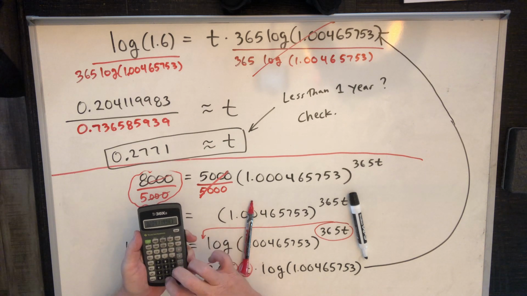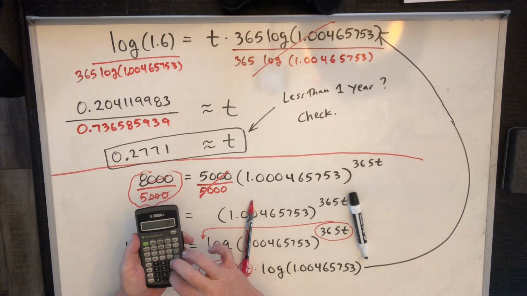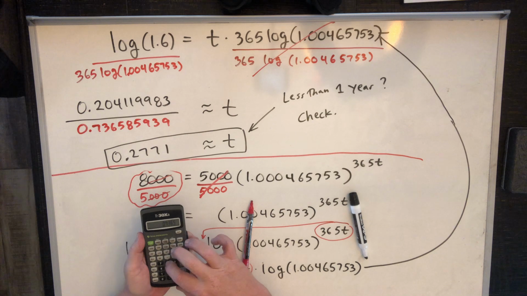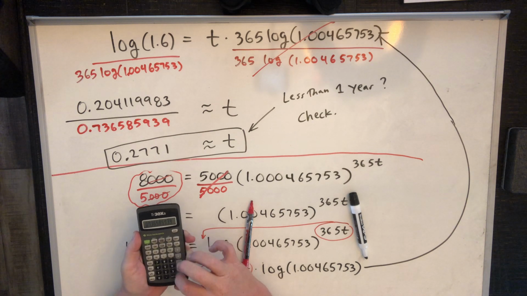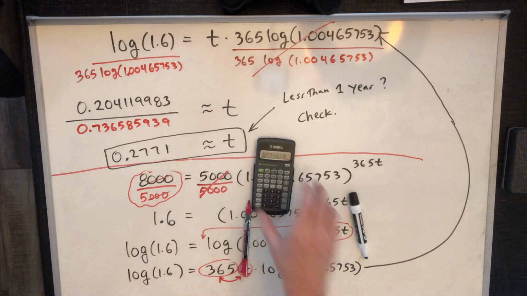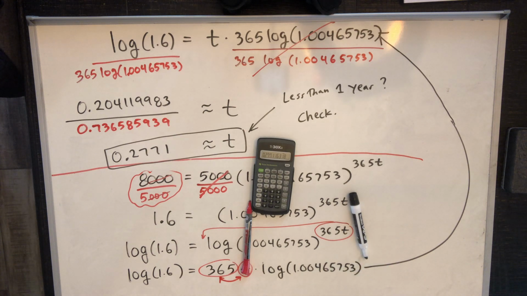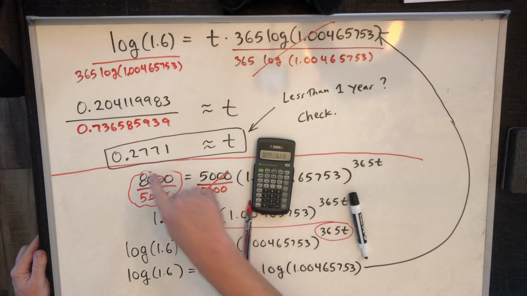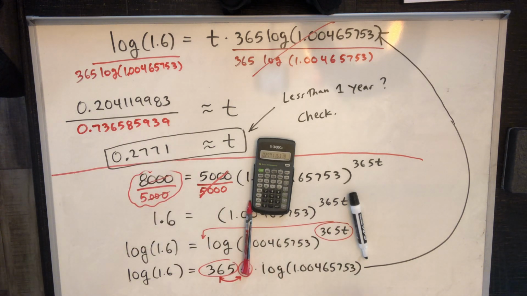0.204119983 divided by 0.736585939. Yeah, it confirms. It seems a short amount of time. It's a little more than a quarter of a year, so it's about 3 months. Yeah, about 3 months.